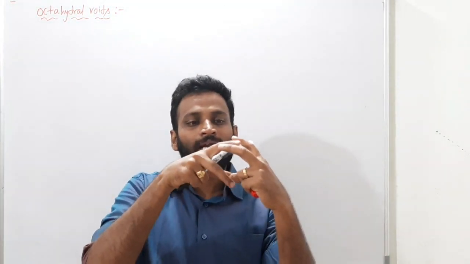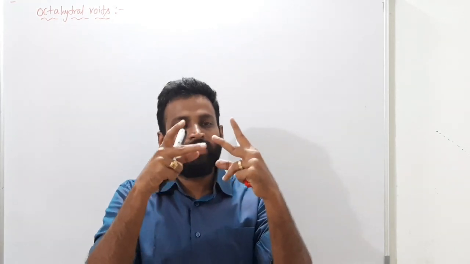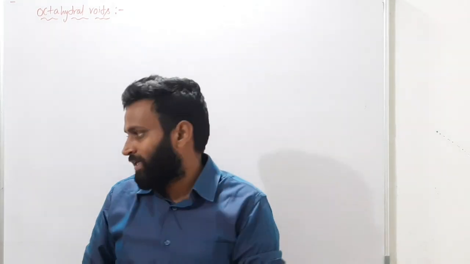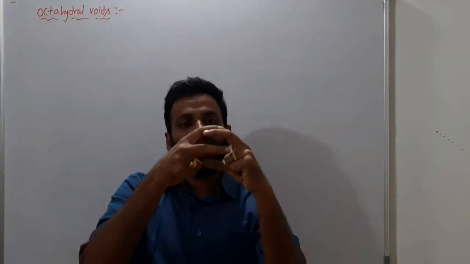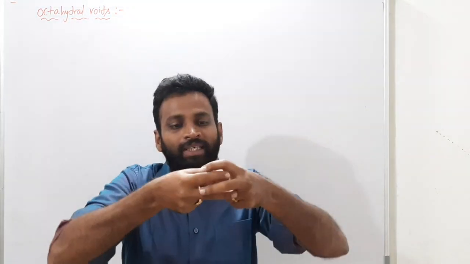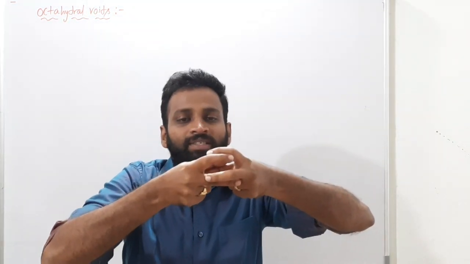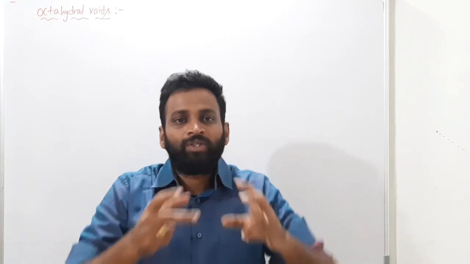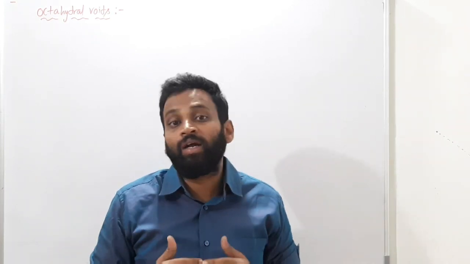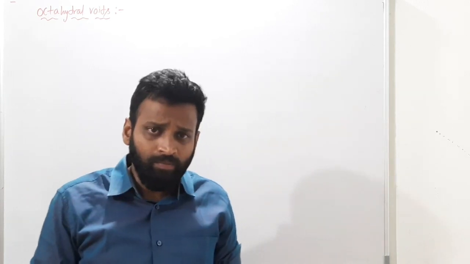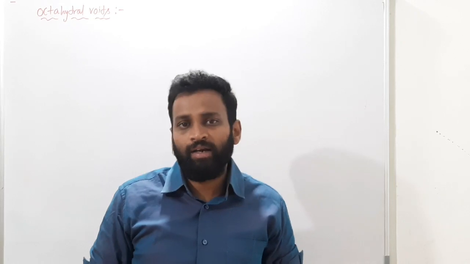Between these two, one atom. Between these two, one atom, and between these two, one atom, like that. So I can show you like this. These 3 atoms, these 3 atoms, and between them you will have like this. Between these 6 atoms you have a free space. That free space formed between 6 atoms or ions in a particular unit cell is called an octahedral void.